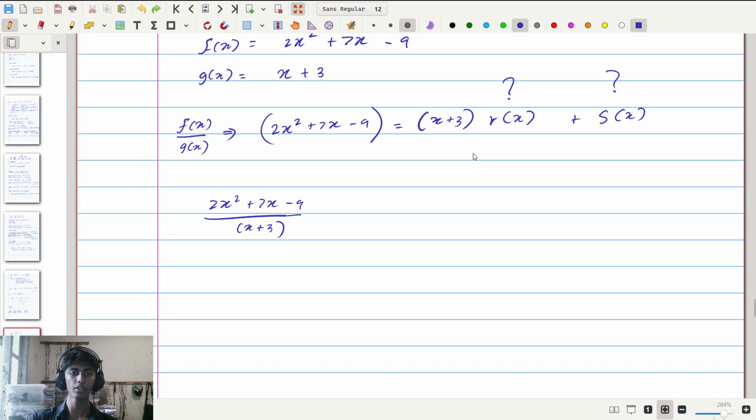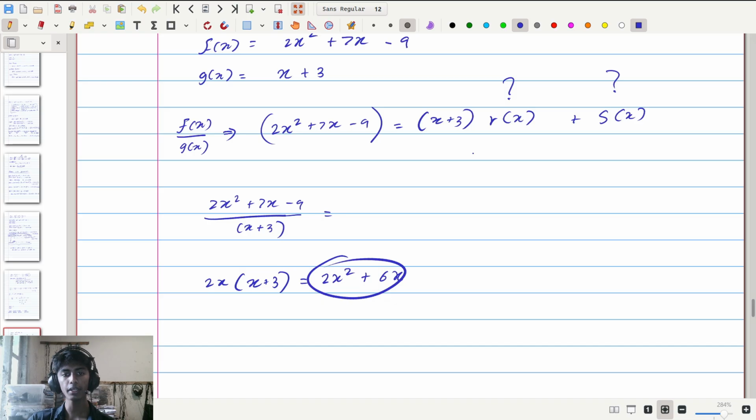So in this case, first, there are no apparent g(x)'s or denominators found within the numerator. So what we are going to do is try to create some. For the highest order term, we have 2x squared. If we consider some polynomial multiplied by x plus 3 equaling 2x squared, we can see that 2x times x plus 3 would give us a 2x squared. It would also give us another 6x.